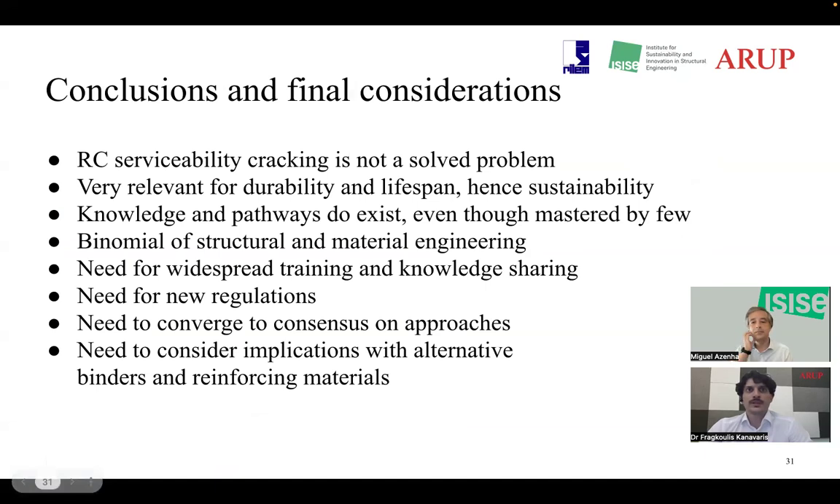And that actually brings us to the conclusions and final considerations for this webinar. I believe we've demonstrated that reinforced concrete serviceability cracking is not a solved problem, but it is quite relevant for durability, lifespan, and the sustainability of concrete structures. We do encompass the knowledge and pathways to deliver optimized solutions, but these are not generally mastered by many across the world. We desperately need the combination of structural and materials engineering to reach optimum solutions.